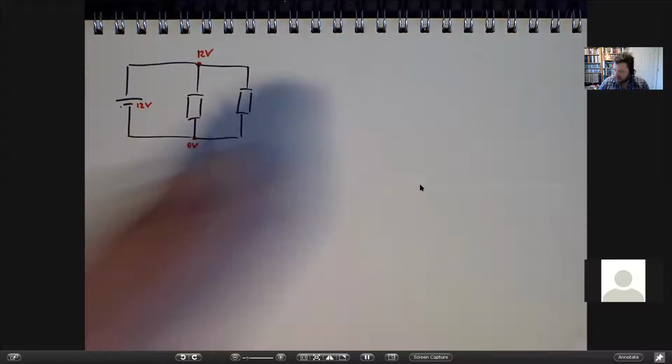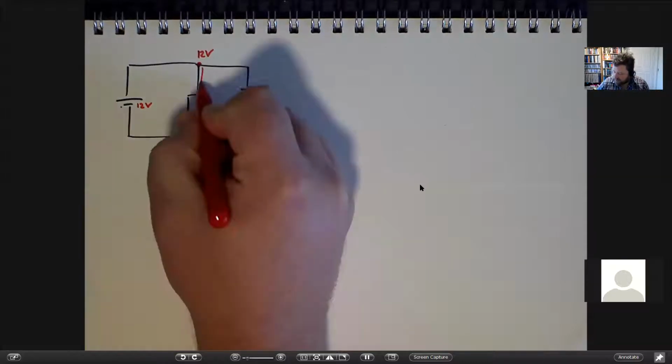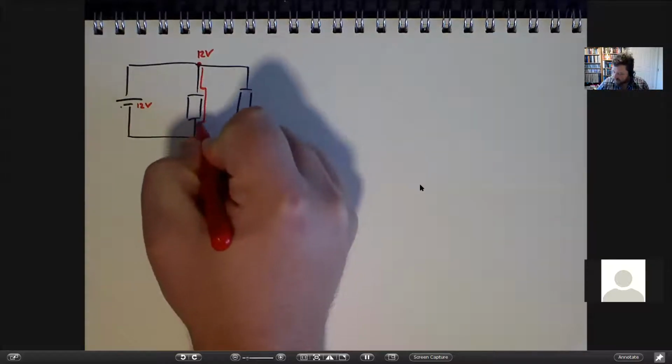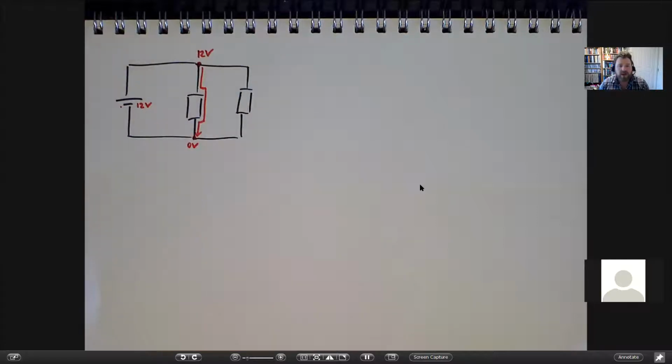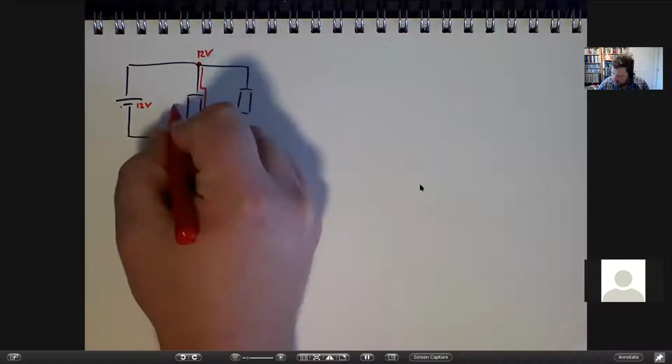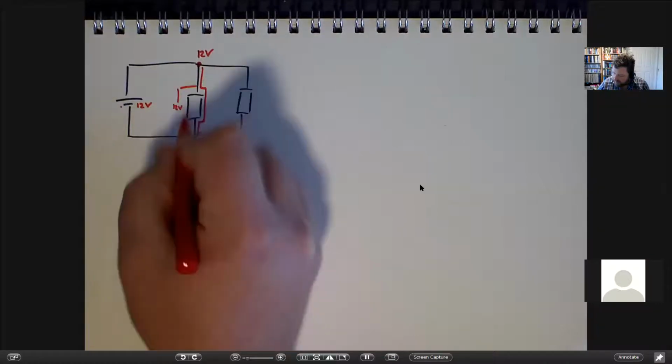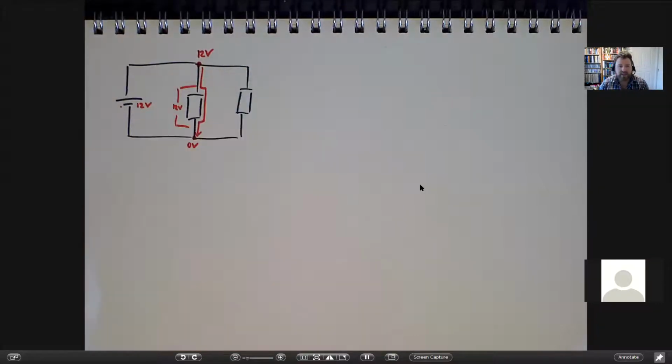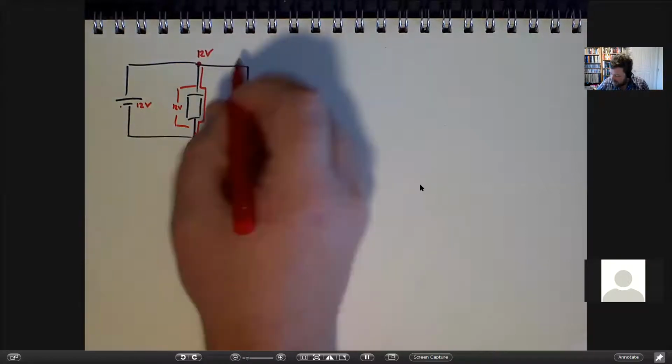And then we can say, well, if we have to take a path through this resistor to get from 12 to 0, then we must have lost 12 volts on that resistor. So that resistor, if we were to measure it, would have a 12 volt drop across it. But then the same could be said of this path here.